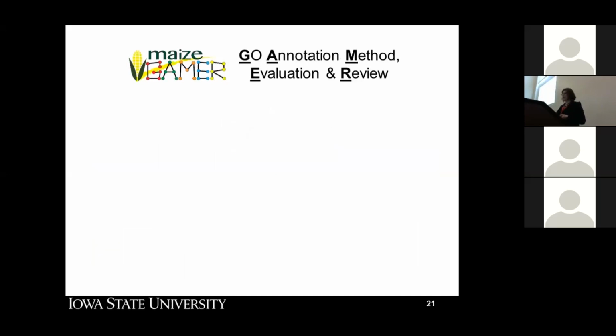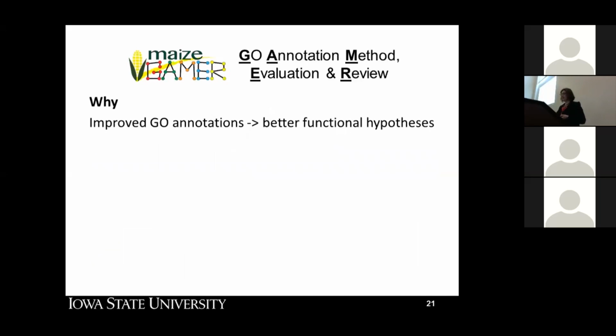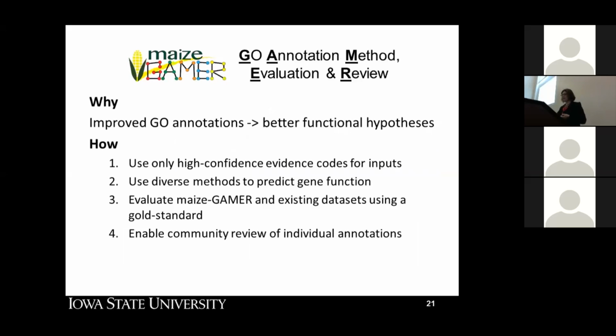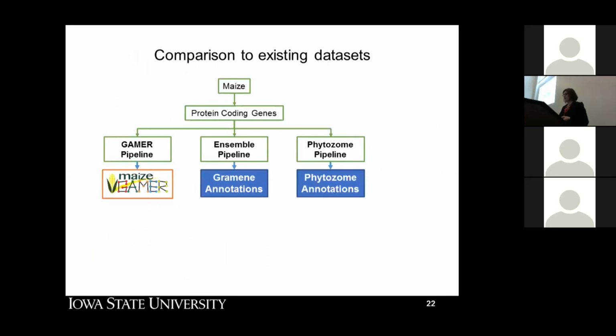So what we did was to put together a pipeline called GAMER so that we can improve those annotations. We want better functional hypotheses. The way we did that was to only use high confidence evidence codes for input. We used a lot of different methods to predict gene function, and then we evaluated the output using a gold standard, and we're enabling the community to review so they can say this is true, this is false. So what we wanted to get out of it is this data set so that you could use it.